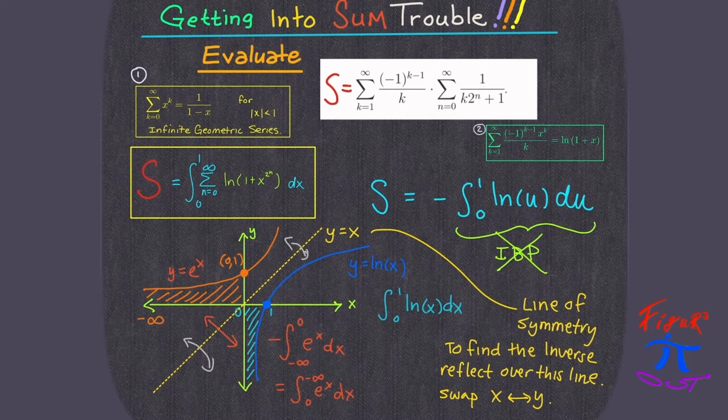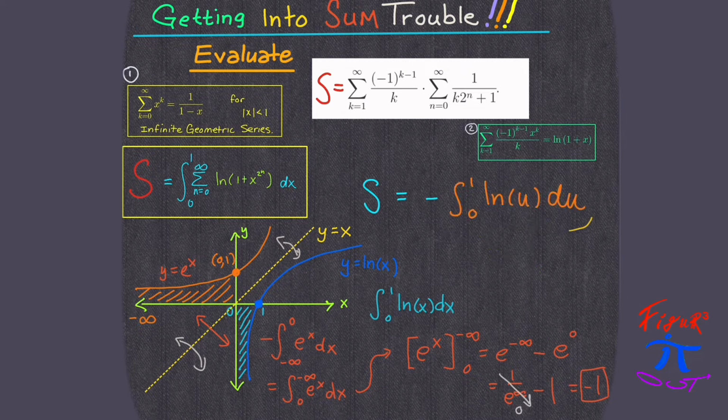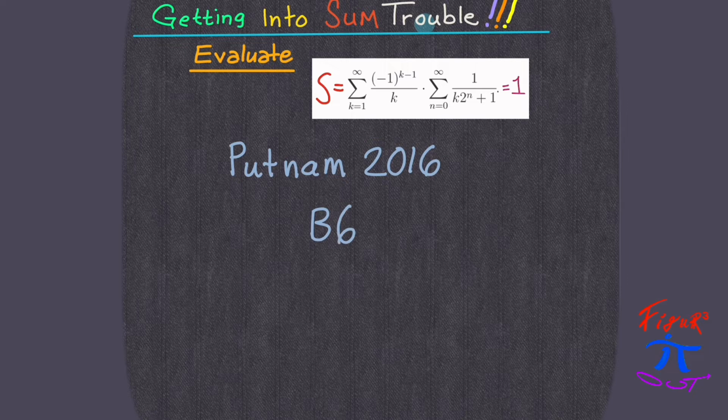So the negative of that integral from negative infinity to 0 of e to the x is a much easier integral to calculate. And plugging in the negative infinity, quote unquote, here, we get 1 over e to the infinity, which really is going to go to 0. So this leaves us with negative 1. So S is going to be the negative of negative 1, which is just positive 1, and that's the answer. This was from Putnam, 2016, question B6.